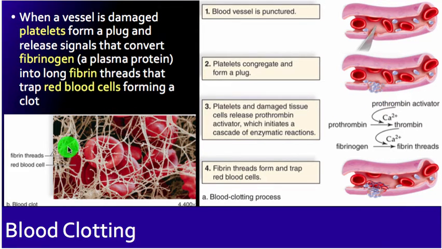So we see some fibrin here over on the left with red blood cells trapped in it. So these fibrin threads are going to trap red blood cells, and that is going to be our clot. Sticky platelets, this fibrinogen converted into fibrin, trapping red blood cells, forming a clot, sealing the hole at that area until we can actually repair the damage.